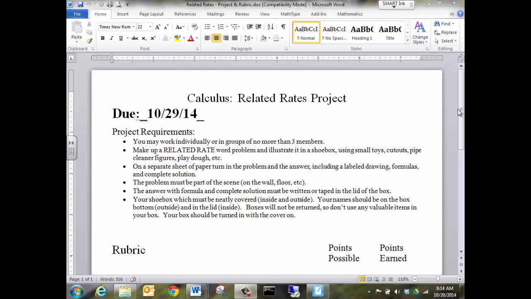Okay, we are going to complete related rates as far as in-class instruction probably today. That is our goal. You've got a project due in lieu of a test over related rates, okay? I emailed this to you last night, related rates project. We'll talk about it a little bit and answer any questions.